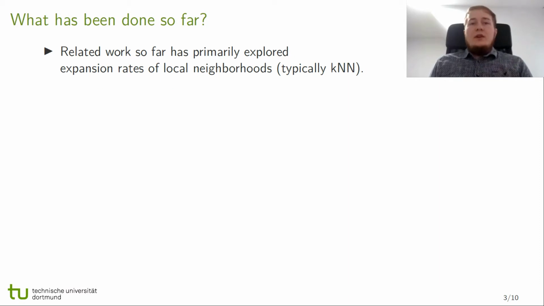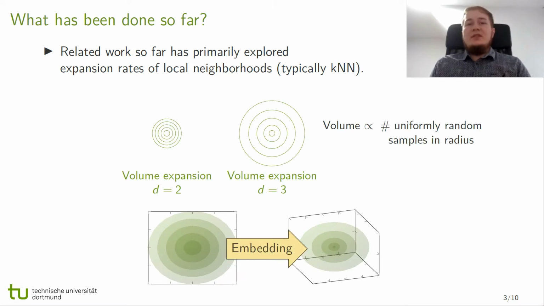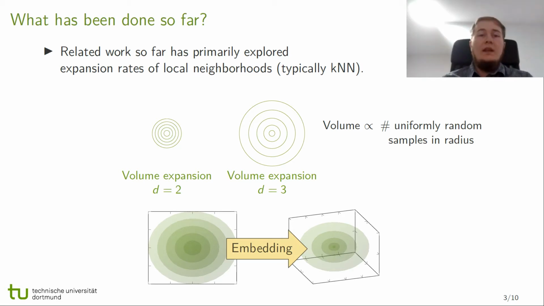Related work so far has mostly been focusing on local neighborhood expansion rates, typically by analyzing the distances from a point of interest to its k-nearest neighbors. This concept is based on the observation that balls in d-dimensional space expand in the power of d relative to their radius. If hence our nearest neighbors lie on a lower dimensional manifold, we would expect larger balls around the point of interest to be increasingly sparse. That is equivalent to observing a decrease in density for expanding radii.